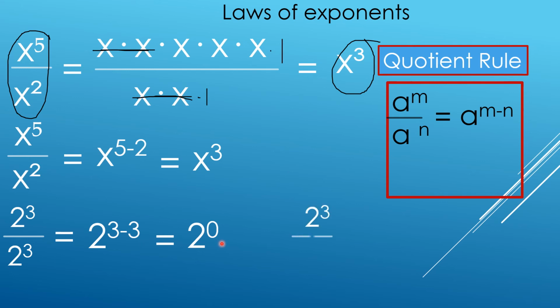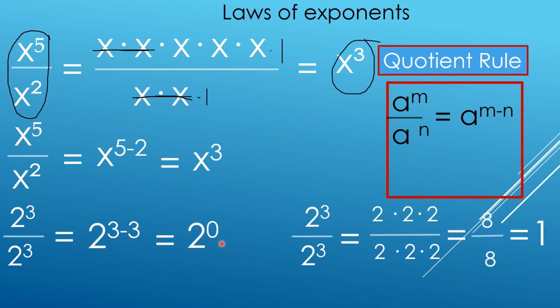Let's see. If you want to expand 2 cubed divided by 2 cubed, 2 cubed means 2 times 2 times 2, right? And that is equal to 8. And 8 divided by 8, that is equal to 1. Which means that 2 raised to 0 is equal to 1. So any number raised to 0 now is equal to 1. Because by applying the quotient rule, you can see here that if they are the same, then we're going to subtract the exponent that is equal to 0.